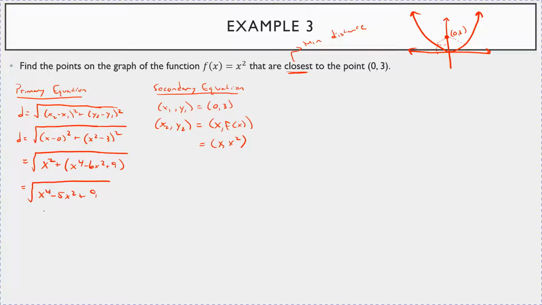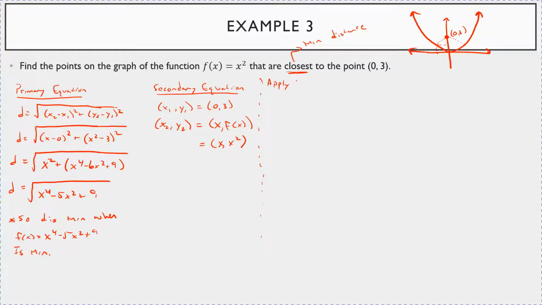Now here's the thing that you can actually do to make this easier. This distance equation is minimized whenever what's underneath the square root is the smallest number. So d is minimized when, if I just define this function here, f of x is equal to x to the 4th minus 5x squared plus 9, is minimized. So don't worry about the square root here, because if you were to take the derivative of that, it involves a chain rule and it gets very messy.